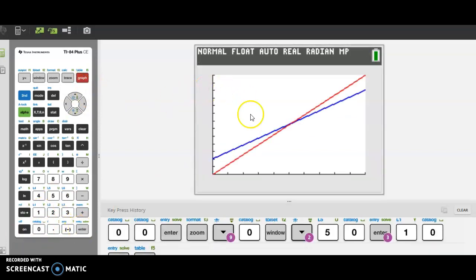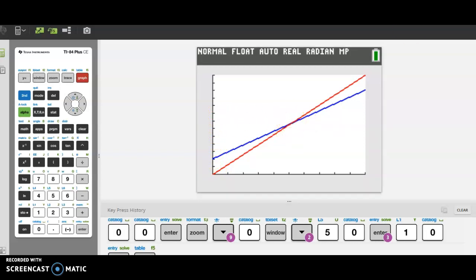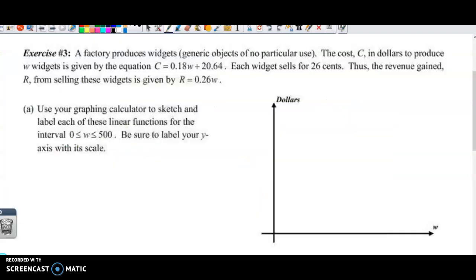So now when I go back to my graph, 50, 100, 150, 200, it looks like it's crossing at like 250. And then 10, 20, 30, 40, 50, 60, 70 maybe. Somewhere in there is where they're going to intersect.